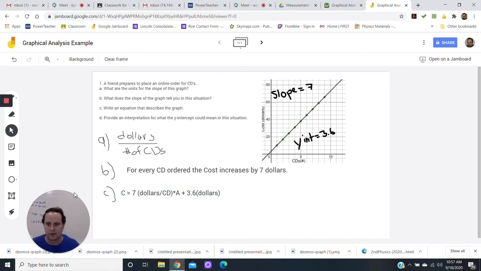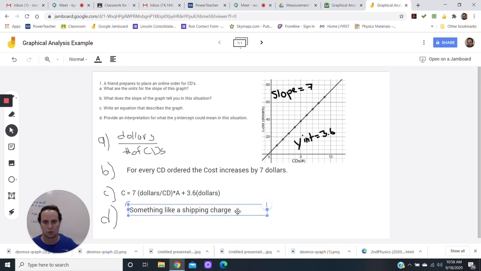And then finally, part D. Part D is asking you to provide an interpretation for what the y-intercept could mean. Well, in this case, that means if I bought 0 CDs, they would still charge me $3.60. So I'm thinking that's probably something like a shipping charge or a handling fee.